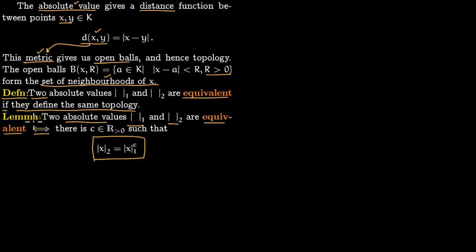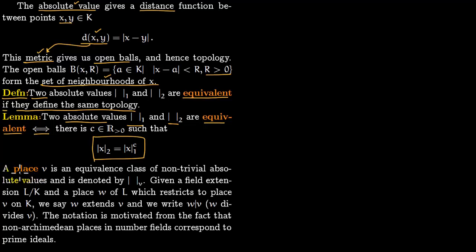Now we will prove this lemma in a bit. Before this, we need to make some remarks. Now we define something called a place. A place V is an equivalence class of non-trivial absolute values, and it is denoted by this absolute value with subscript V. So we have two absolute values that are equivalent, so you can form an equivalence class, and then you can denote that equivalence class by something like V.